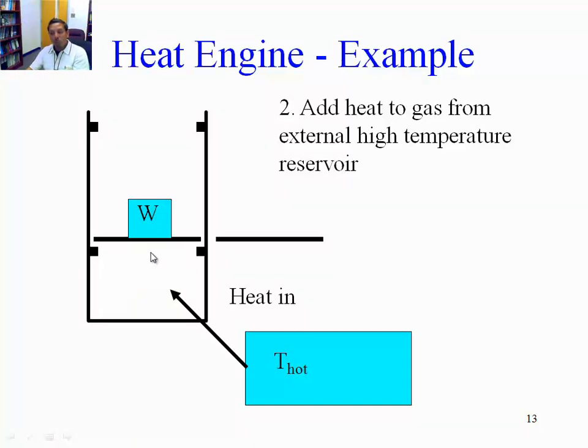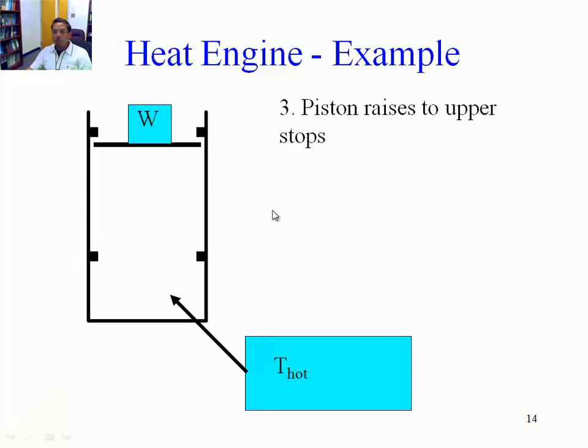So by exposing the gas to a hot temperature reservoir, we are going to effect energy transfer in the form of heat from the thermal reservoir over to the gas, and the temperature of the gas is going to tend to increase, and by doing so, the volume is going to tend to increase. So this piston is going to raise to the top. The process of raising the piston from the bottom to the top is an isobaric process. It's an isobaric expansion process. It is isobaric because it occurs at constant pressure.